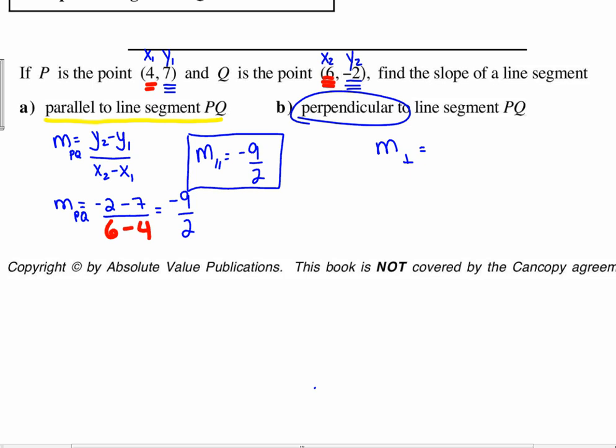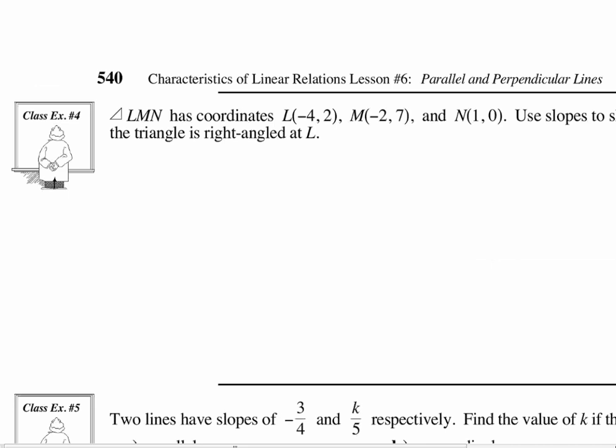So perpendicular, what would you put? Close. Positive 2/9. Why positive? Because the other one was negative. So they're always going to be opposite signs and flipped. So if your slope given is negative, the perpendicular is positive. If your slope given is positive, your perpendicular is negative. Okay, just opposite sign and flipped. Alrighty, we're almost done. Short and sweet lesson.